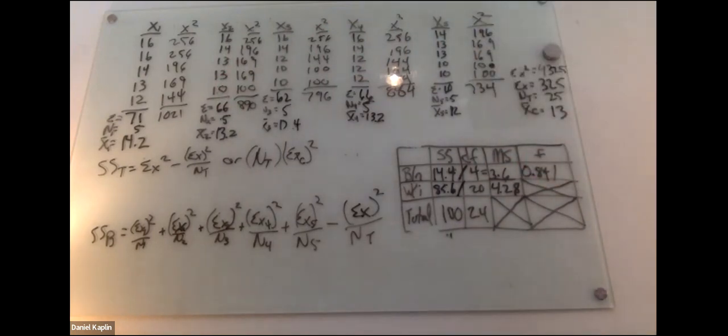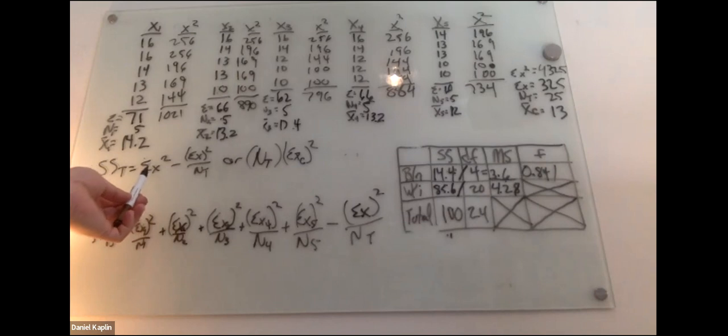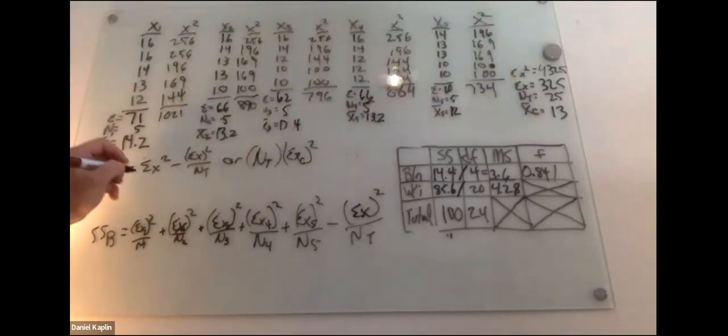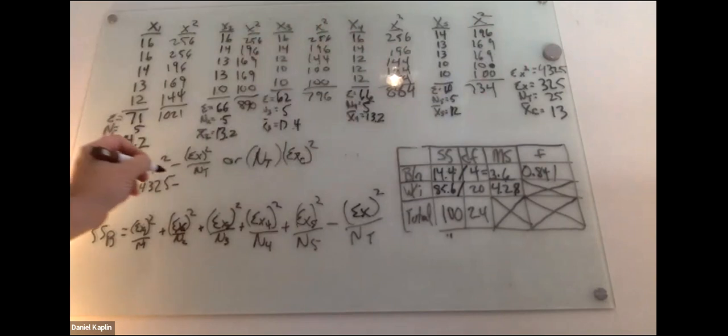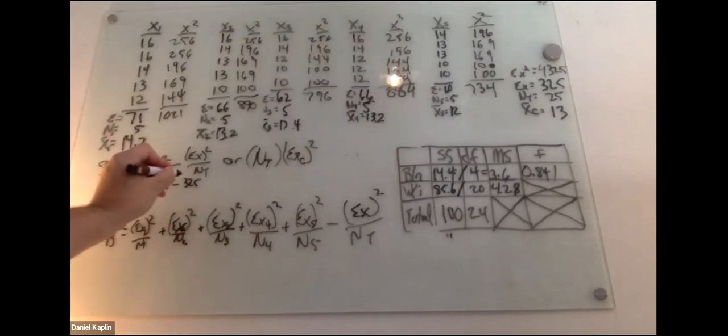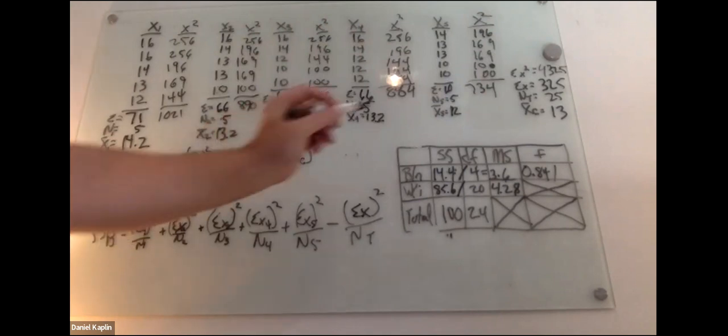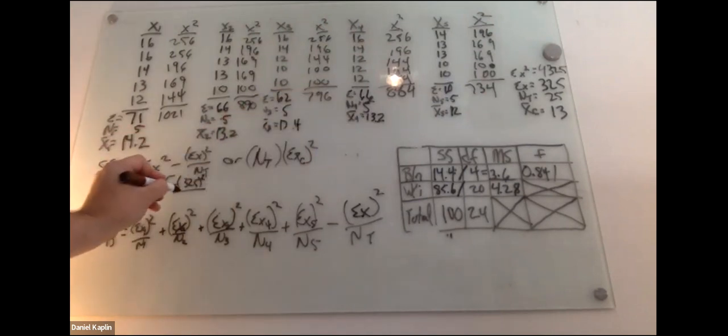Okay, so now I have all the numbers I need to calculate my sum of squares total and my sum of squares between groups. So this formula for sum of squares total, the computation is the sum of x squared column, right? What is that? 4325 minus the sum of the x column, 325, squared over n total. And total was 25.